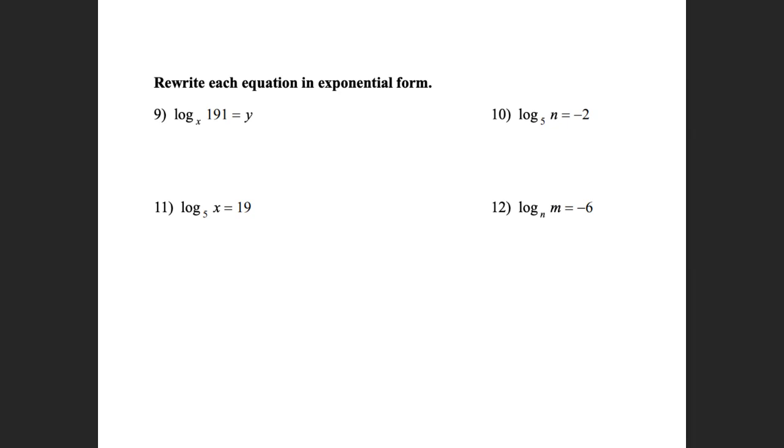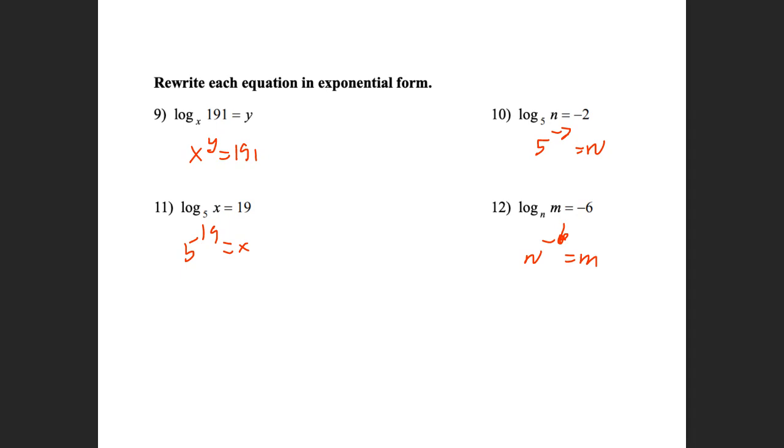So how would I rewrite this? Well, this would just be x to the y power is equal to 191. Here, this would be 5 to the negative second power is equal to n. This would be 5 to the 19th power is equal to x. And this would be n to the negative 6 is equal to m. So that is how your assessment starts. Pretty straightforward. Okay.